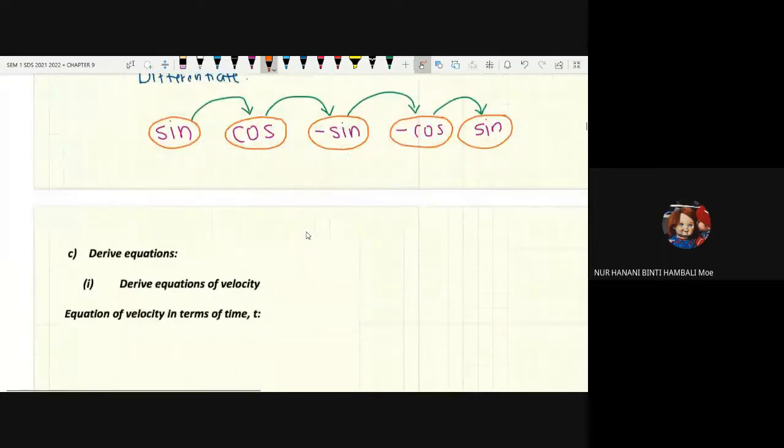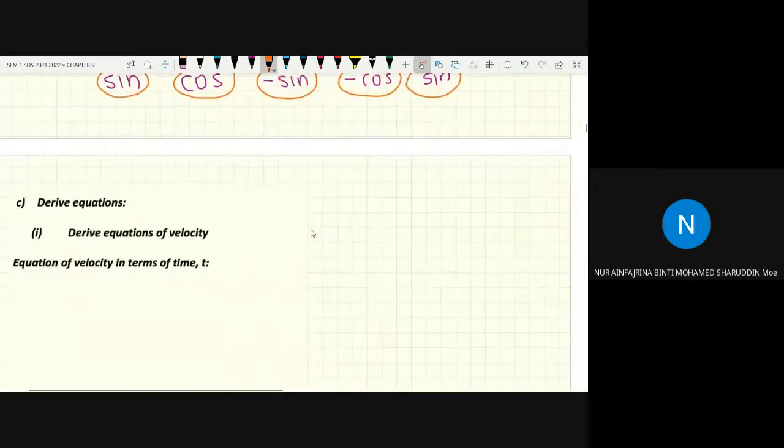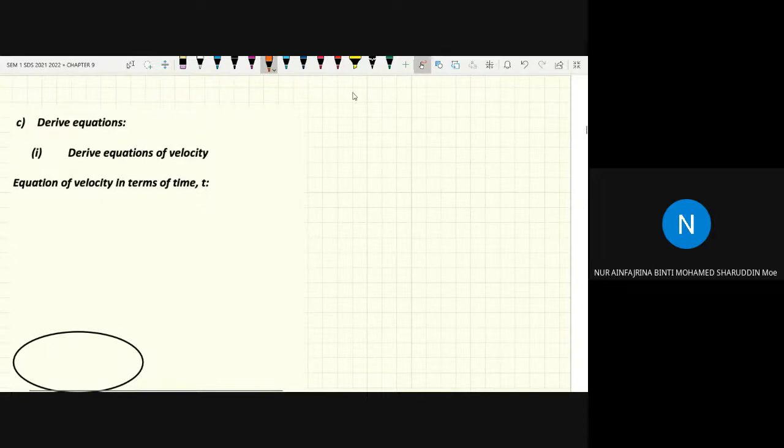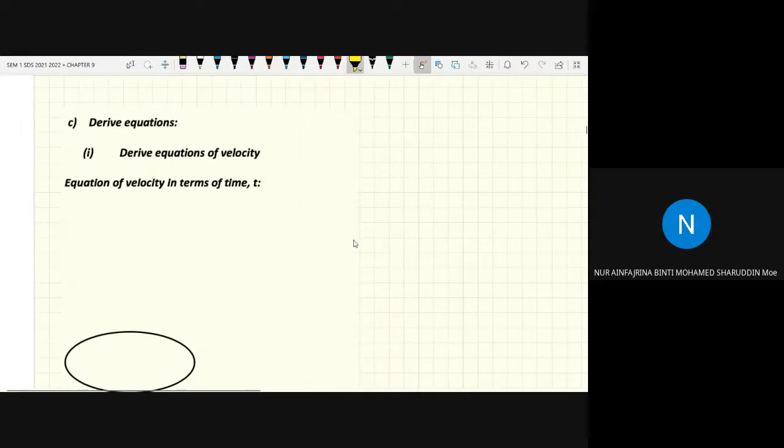Okay, next one now: derive the equation. Why does Miss stress our mathematics? Whatever I'm doing now is going to test your mathematical skills, but I'm going to help you, so you don't have to worry. Why? Because we have the learning outcome to derive the equation. The first part, we are going to derive the equation for velocity.